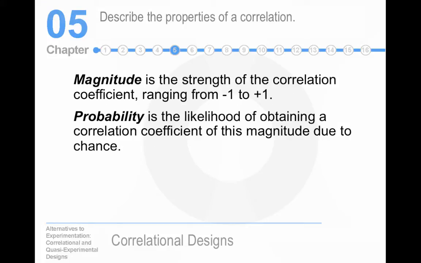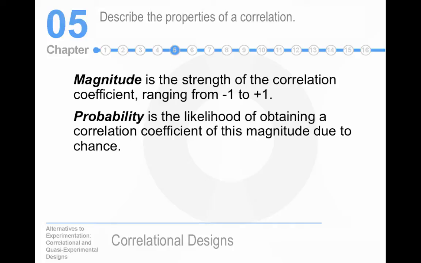Magnitude is the strength of the relationship. So -1 represents a perfect inverse correlation, and +1 represents a perfect direct correlation. So what if you get a number like 1.62? Would you be like, wow, that is an incredibly strong positive correlation? No, it's just wrong because it can't be. You can't have a positive correlation greater than 1 or a negative correlation greater than -1.